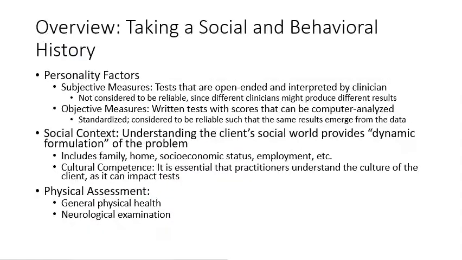So how would we go about doing this? Well, we would begin with a social and behavioral history. So if someone was just coming in, we would start by talking about this presenting problem, find out what's going on with them, and then we would go on to find out more about them in general, to contextualize it by getting social and behavioral history. So we might take personality factors using subjective measures or projective measures, either term is accurate. Or we might use objective measures like a written test, like the MMPI, and computer analyze it. We'd understand more about their personality.